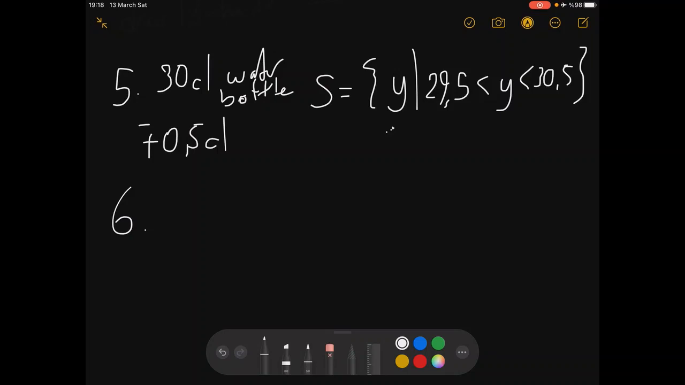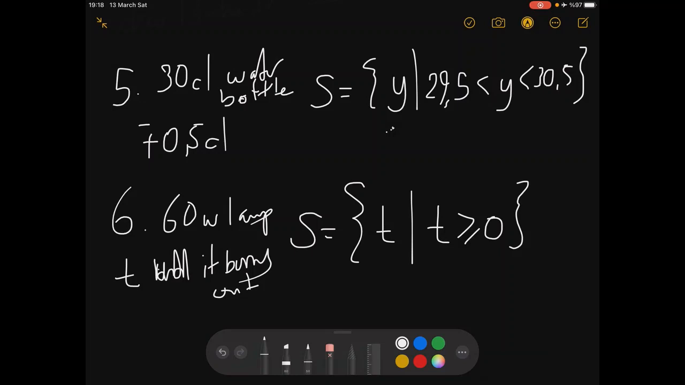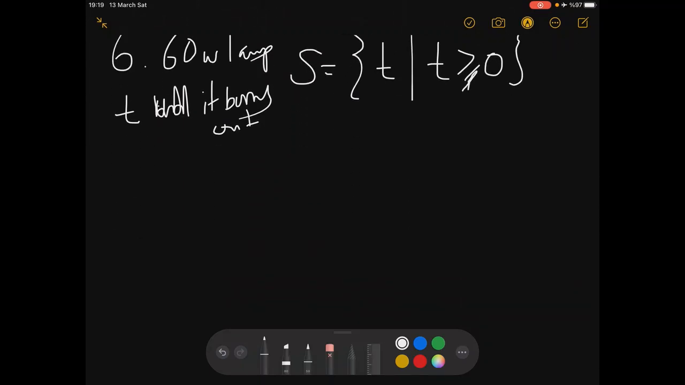And what else? For example, a 60-watt lamp, and the time that passes until it burns out, right? Again, it's pretty similar. This time you will have your t such that t is greater than or equal to 0. Why do we put 0 here as well? Immediately it doesn't work at all. Maybe it's directly broken, or you can also depict it like this. It depends on the definition of the problem.